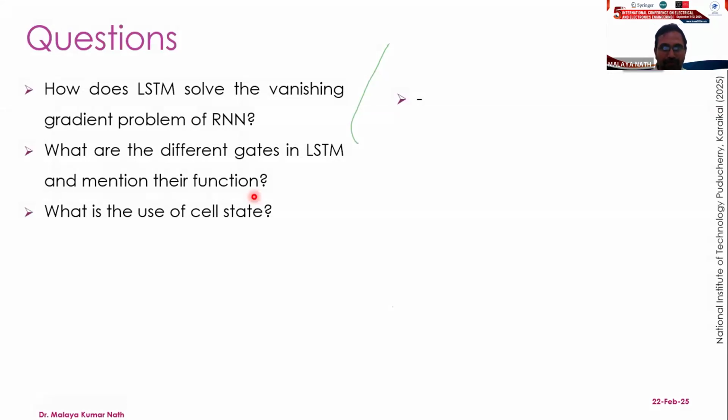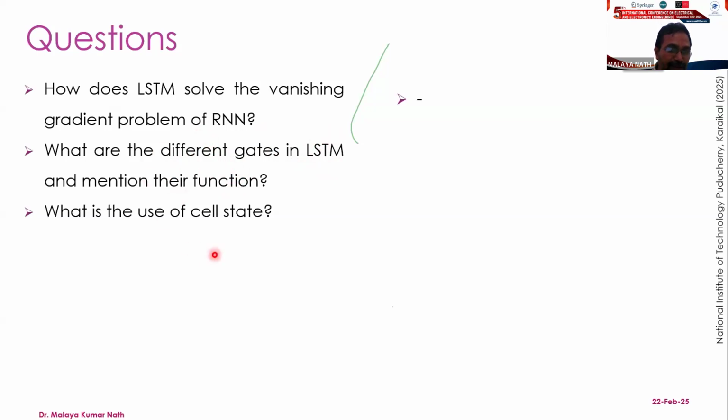Now there are certain questions. Just have a look at this, at what we have understood from this session's discussion. How does the LSTM solve the vanishing gradient problem that occurred in the case of the recurrent neural network? I hope this answer is known to us now after discussing the LSTM. What are the different gates associated with the LSTM, and mention their functions? What exactly are these different gates used for? What is the use of the cell state?